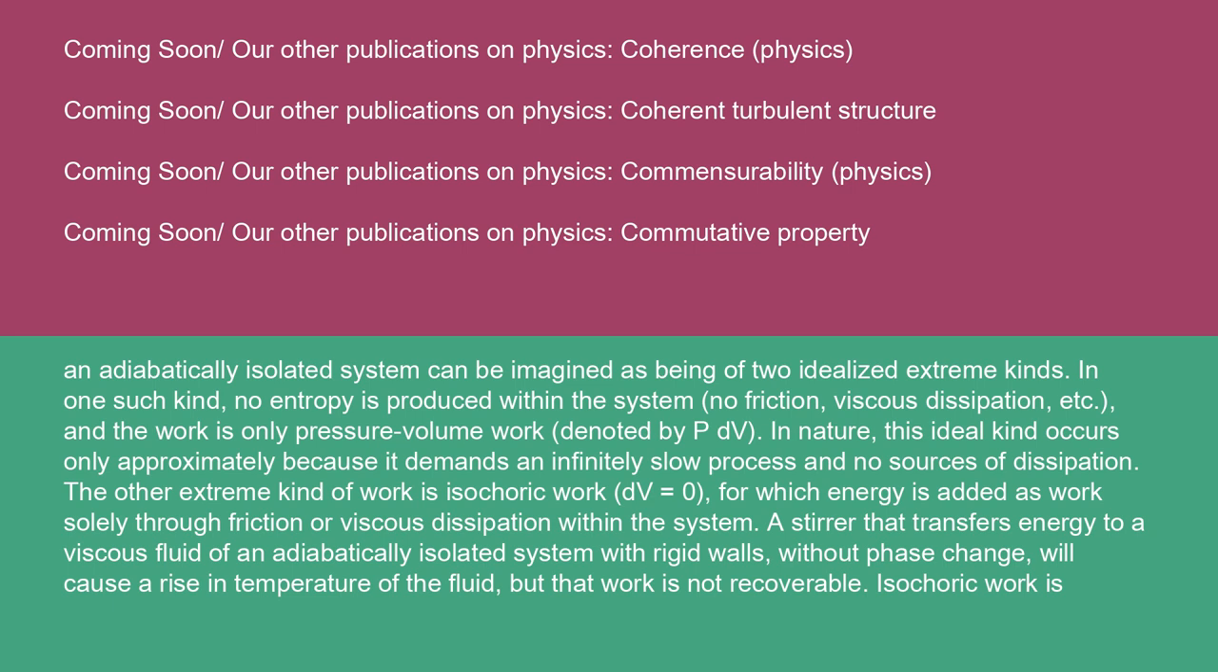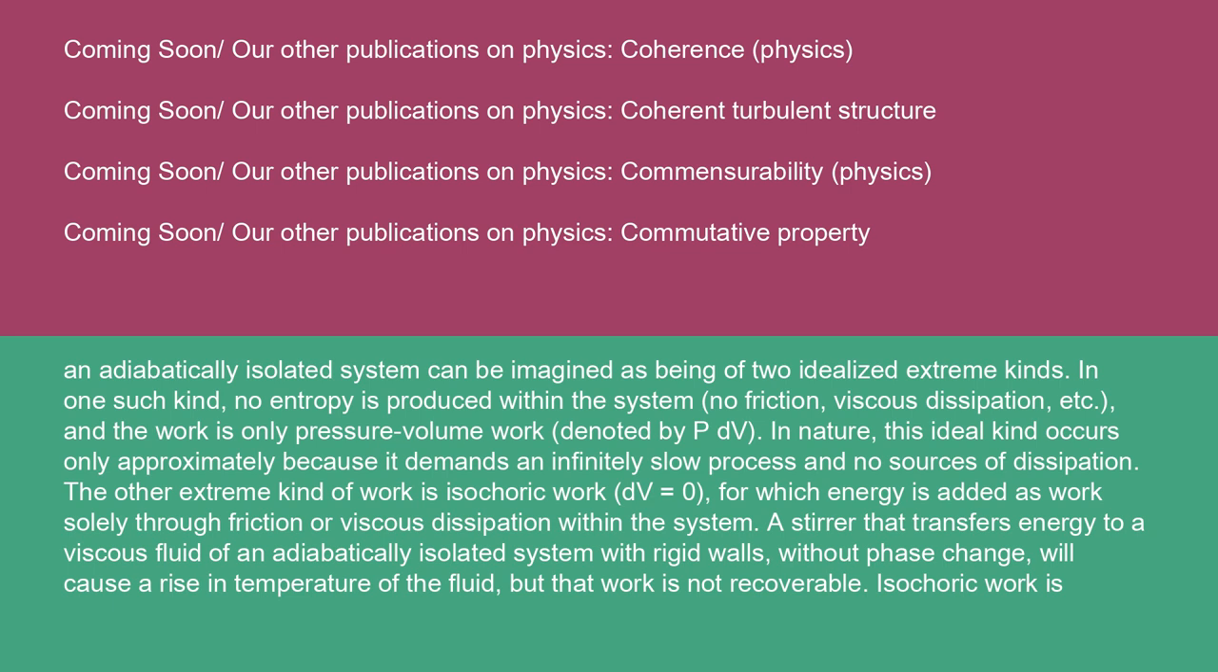The transfer of energy is work. An adiabatically isolated system can be imagined as being of two idealized extreme kinds. In one such kind, no entropy is produced within the system (no friction, viscous dissipation, etc.) and the work is only pressure-volume work, denoted by PdV. In nature, this ideal kind occurs only approximately because it demands an infinitely slow process and no sources of dissipation.